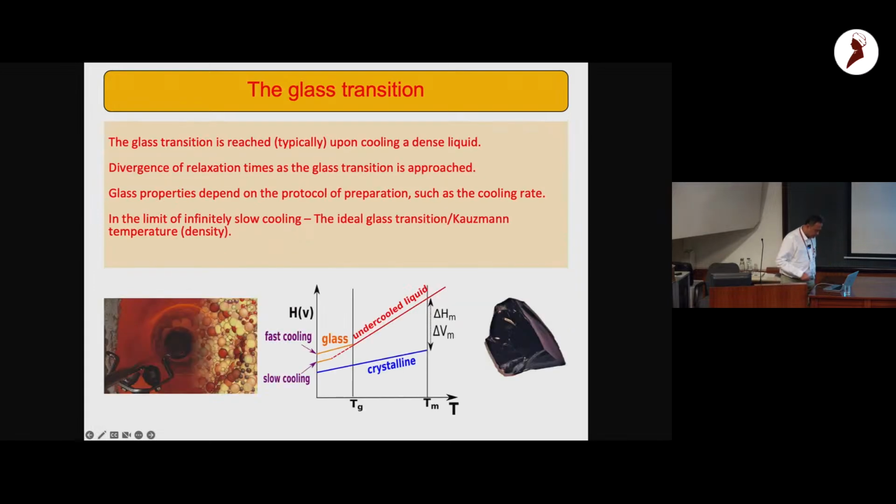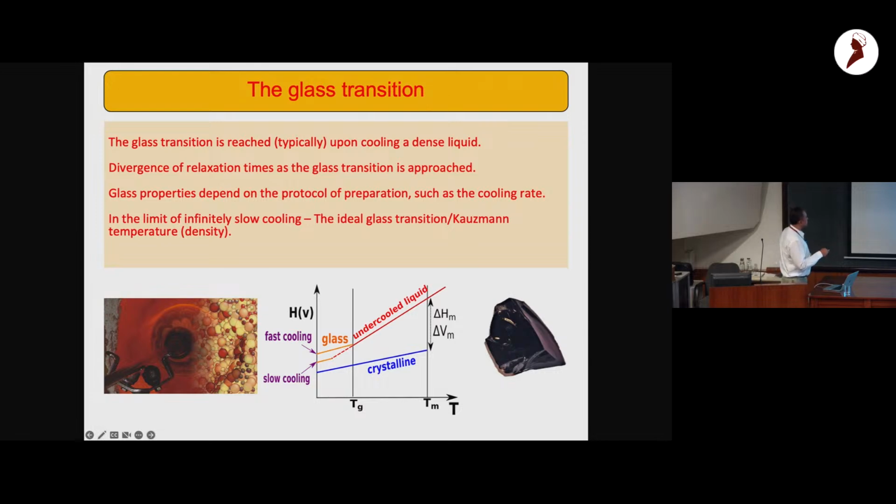and this is fairly well appreciated. To say a little bit more, the glass transition is reached typically upon cooling a dense liquid, and it is characterized by a divergence of relaxation times as the glass transition is approached. Below the divergence temperature, of course, you have a system where particles are caged permanently and do not have any translational motion or displacement in the long time.